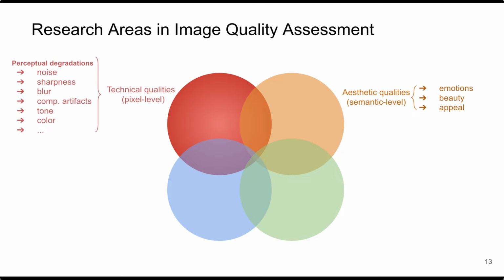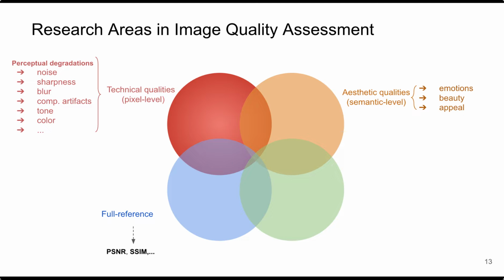The second area, which overlaps with technical quality assessment, is the assessment of aesthetic qualities. By aesthetic, I mean semantic-level attributes that deal with appeal, beauty, and emotions in photos. The third area is the presence or the absence of a reference photo at inference time to compare the quality of a given image.